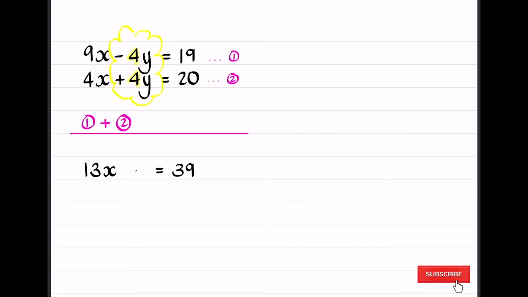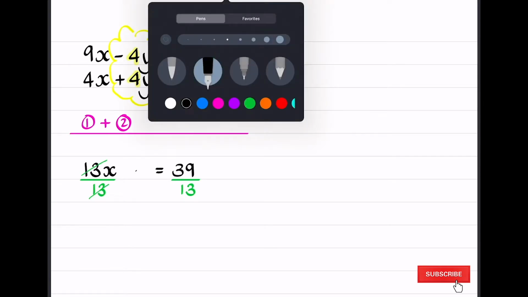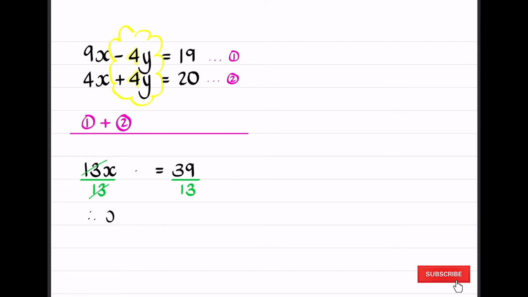So to get the x by itself, I'm going to divide the left-hand side by 13, but it's an equation. So what I do to the one side, I'm going to do to the other side. 13x divided by 13 is going to cancel and leave me with an x equal to 39 divided by 13, which is 3. Now I have an x value.